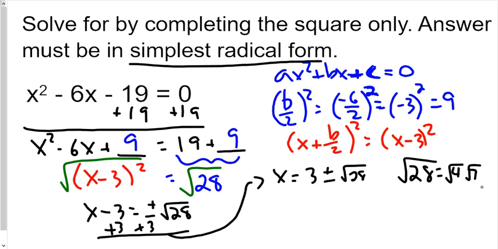Therefore, the square root of 28 equals the square root of 4 times the square root of 7. Now, the square root of 4 is 2, so the square root of 28 becomes just 2 square root of 7. And so we can change our square root of 28 into this answer. So our final answer in this case, in purple, is x equals 3 plus or minus 2 square root of 7.